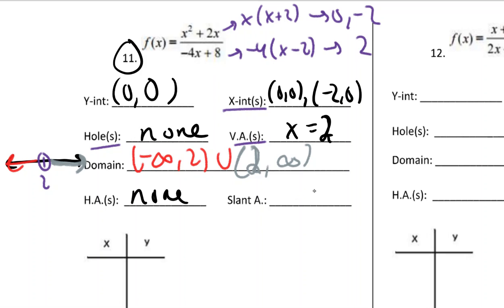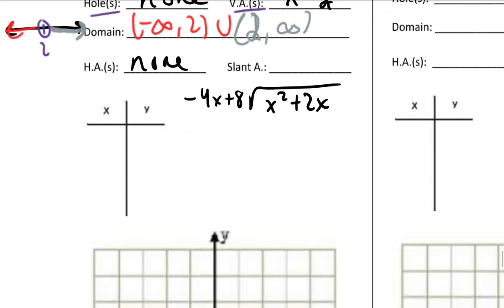Slant asymptote is where we have to do long division and ignore the remainder, but only if it has one. And so only if the degree of the numerator is 1 bigger than the degree of the denominator, which this one does have. So we do have to take a minute to long divide that denominator into the numerator.